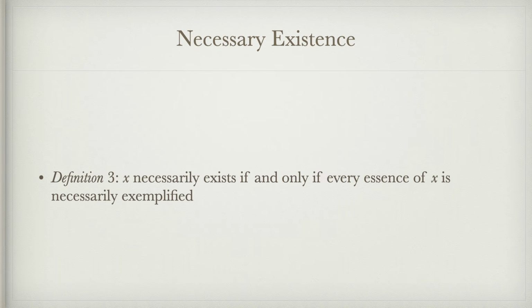The second definition is one of necessary existence, and here Gödel means something a little stronger than what we ordinarily mean by necessary existence. He says, X necessarily exists if and only if every essence of X is necessarily exemplified. So, to be necessarily existent in these terms is for every essence to be necessarily exemplified.